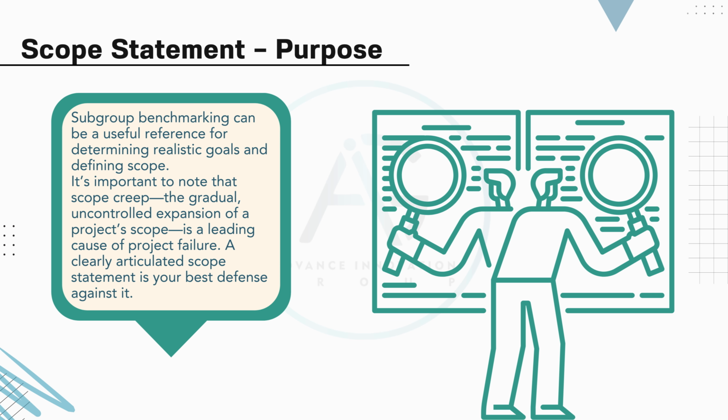It ensures stakeholders agree on what success looks like, and it gives the team a solid framework to stay on track. Ultimately, a strong scope statement isn't just a document. It's a tool for clarity, focus, and accountability throughout the project.